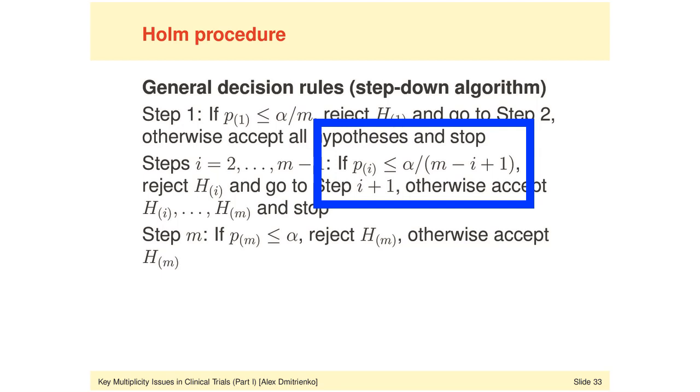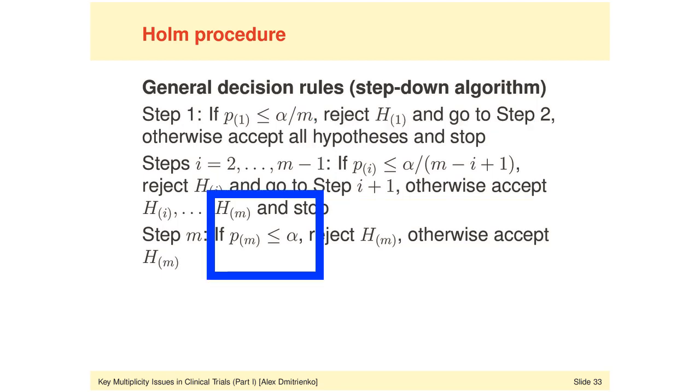Finally, if the Holm procedure makes it to the very last step, and this happens only if all preceding hypotheses are rejected, the last hypothesis will be tested at the full alpha level. Again, this is the power of the closure principle. Starting with the Bonferroni procedure, we can construct a procedure which uses uniformly higher significance levels for all of the hypotheses.